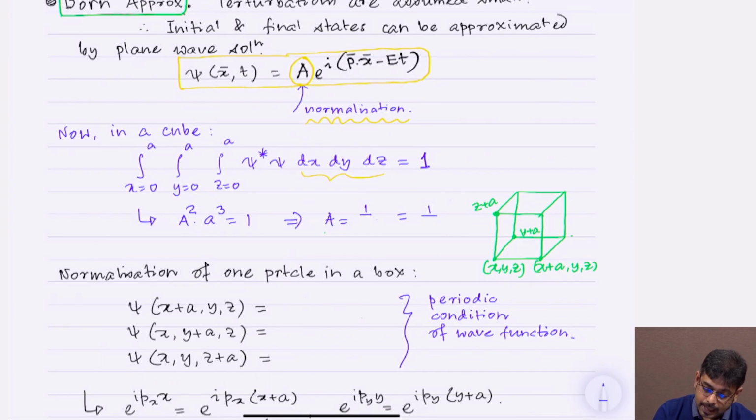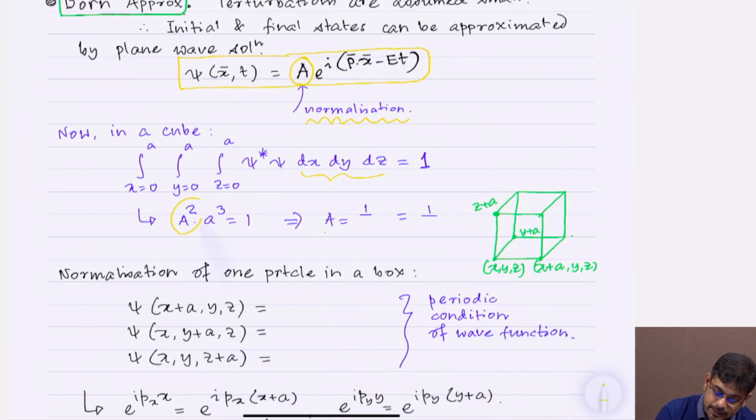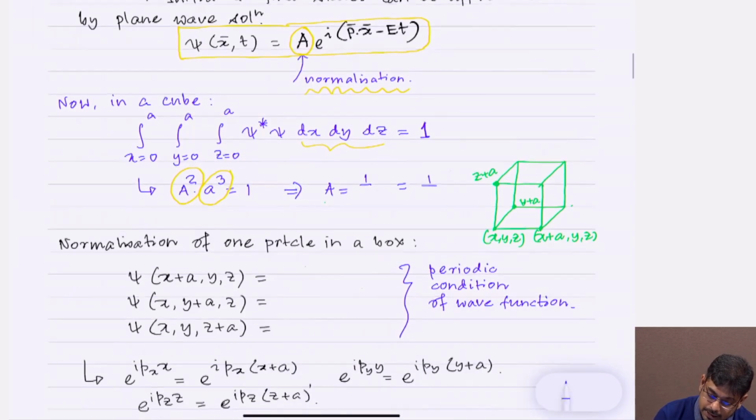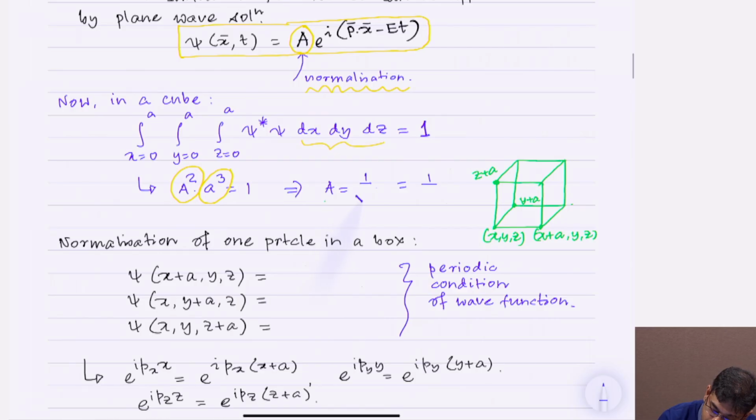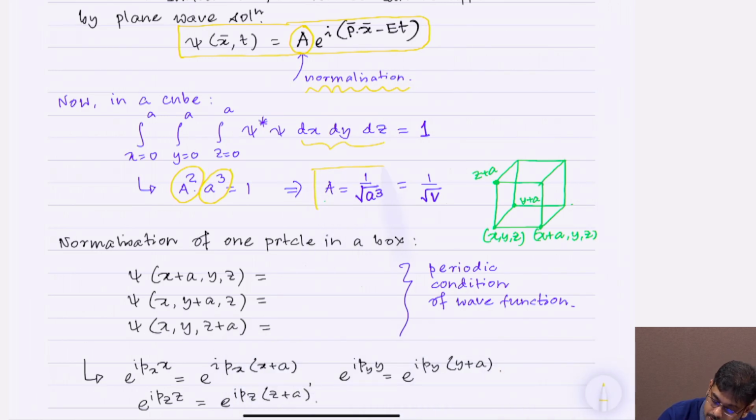So, if you have this plane wave function, then psi star psi will simply give you a factor of A squared, and the volume integral will give you A cubed, correct? So the normalization in this particular case will simply be A equal to 1 by square root of A cubed, or you can say 1 by square root of volume V. This is the simplest way of saying what the normalization constant is.